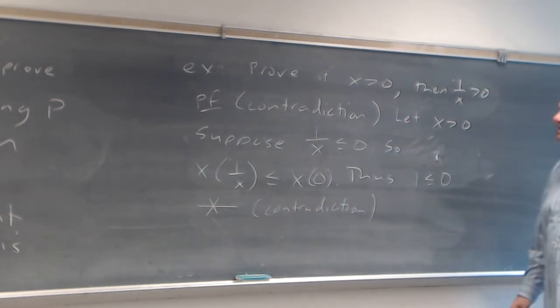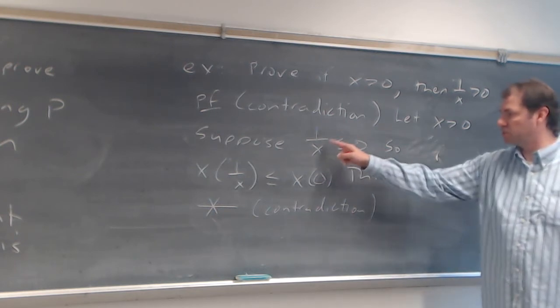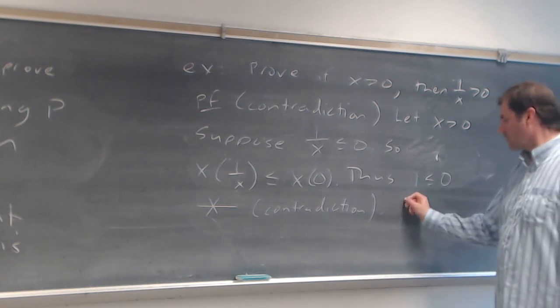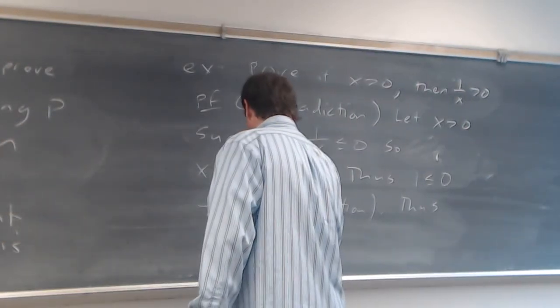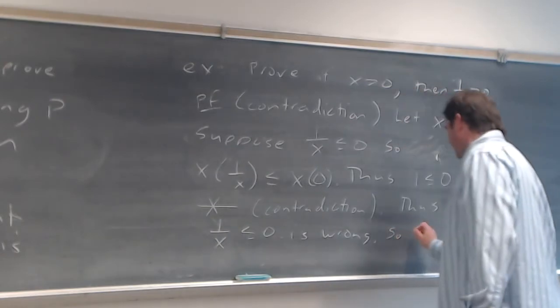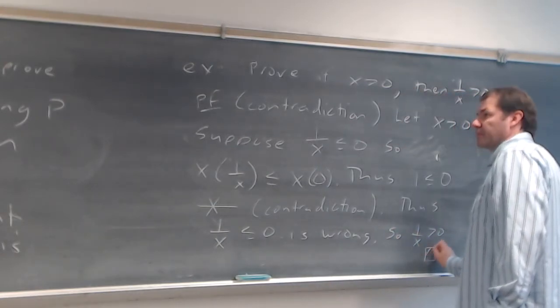So what that indicates is we didn't make a mistake logically, thus we must have made a mistake in our assumption. And so our assumption that we had the option to make was that 1 over x was less than or equal to 0. Thus, that assumption is wrong. So what that means is 1 over x had to be greater than 0. And that's the end of that proof.